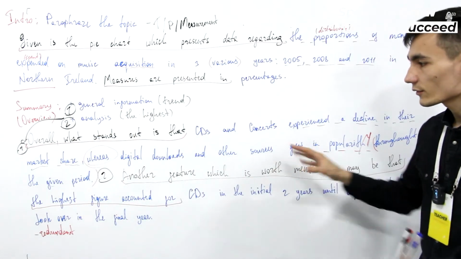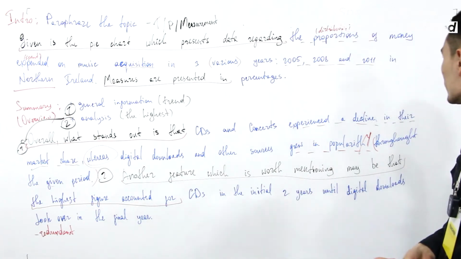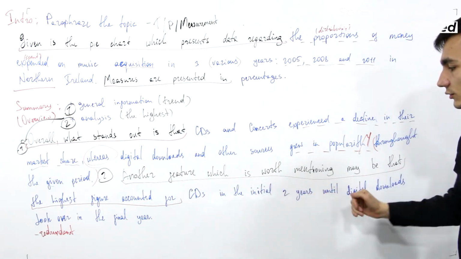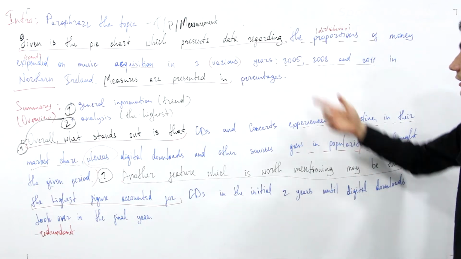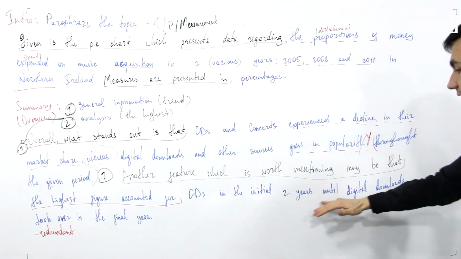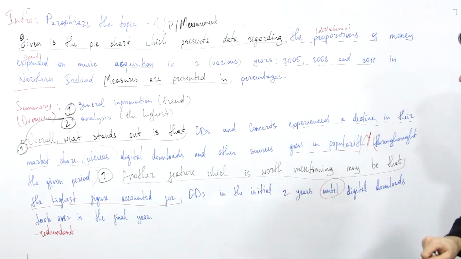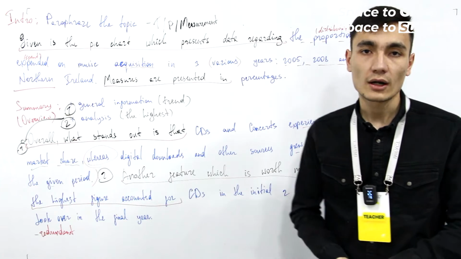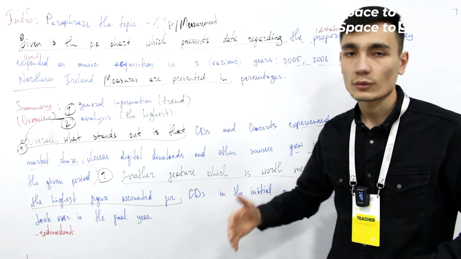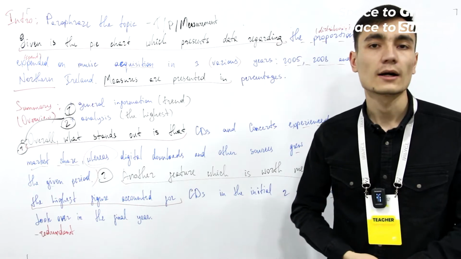So I said the highest figures accounted for. It's maybe also a template, but it's quite complicated to copy. So I said CDs in the initial two years, meaning 2005 and 2008, CDs were dominant. They got the highest number until digital downloads took over in the final year, meaning in 2011. In 2011, digital downloads had the highest number.